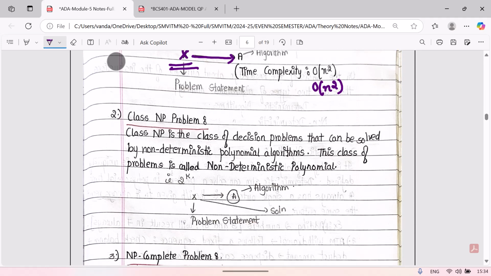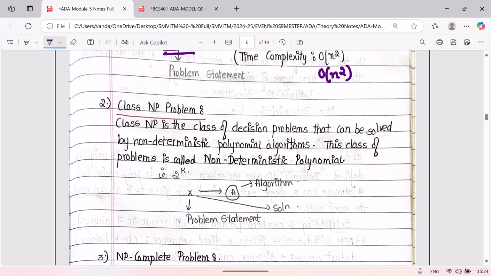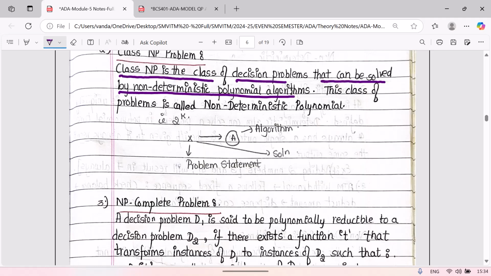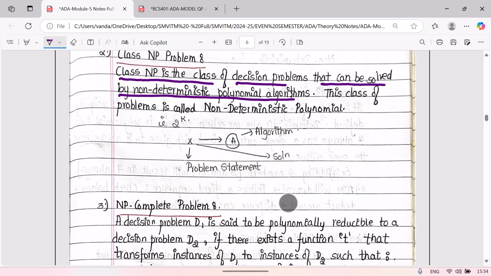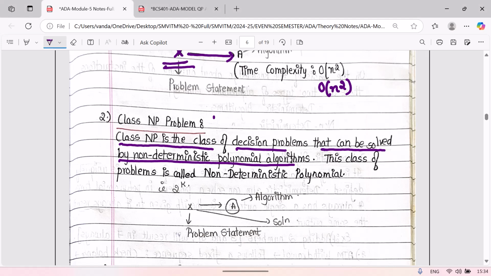Similarly, we have class NP problem. NP problem means it is a class of decision problems that can be solved by a non-deterministic polynomial algorithm. See here, NP stands for non-deterministic polynomial. NP stands for non-deterministic polynomial problem. Non-deterministic polynomial.